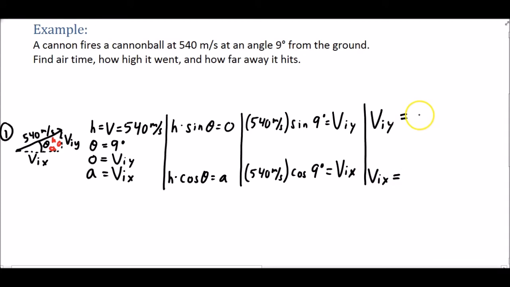So when we solve for VIY, we get 84.5 meters per second. Our VIX is 533.4 meters per second. Now let's do a quick check to make sure this makes sense. Most of the velocity is going to be horizontal because it's only at a 9-degree angle. And so it does make sense that the VIX is going to be much greater than the VIY.